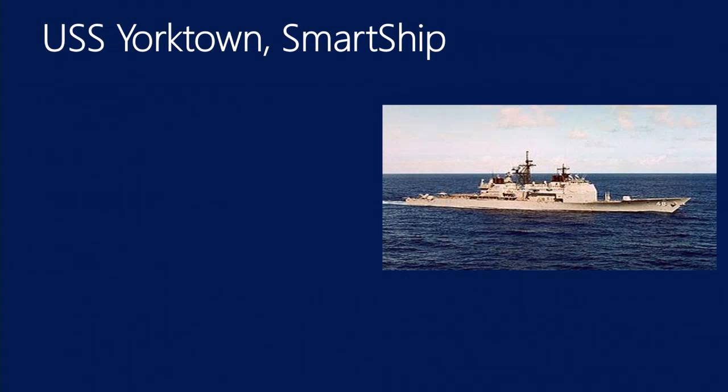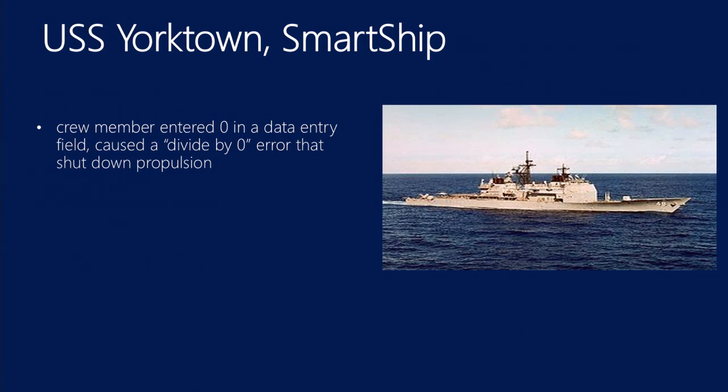It was one of the first of the U.S. Navy's smart ships. And when you have a project name like Smart Ship, something has just got to go wrong. And something did for these poor guys. They were sailing out on one of the first voyages of the Smart Ship. And unfortunately, a crew member entered a 0 in a text box. And it caused a divide by 0 error that actually shut down the propulsion of the ship. So they were dead in the water for something like 3 hours.